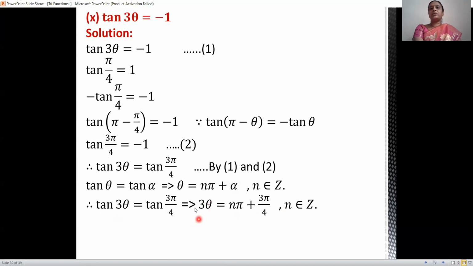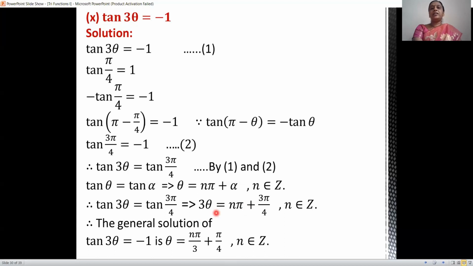Again, see here the coefficient of theta is 3. We have to write the coefficient of theta as 1. Therefore, in the next step, we have to divide the whole equation by 3. And after dividing, we will get theta equal to n pi by 3 plus pi by 4. Therefore, the general solution of tan 3 theta is equal to minus 1 is theta is equal to n pi by 3 plus pi by 4, where n belongs to Z. I have divided this equation by 3.